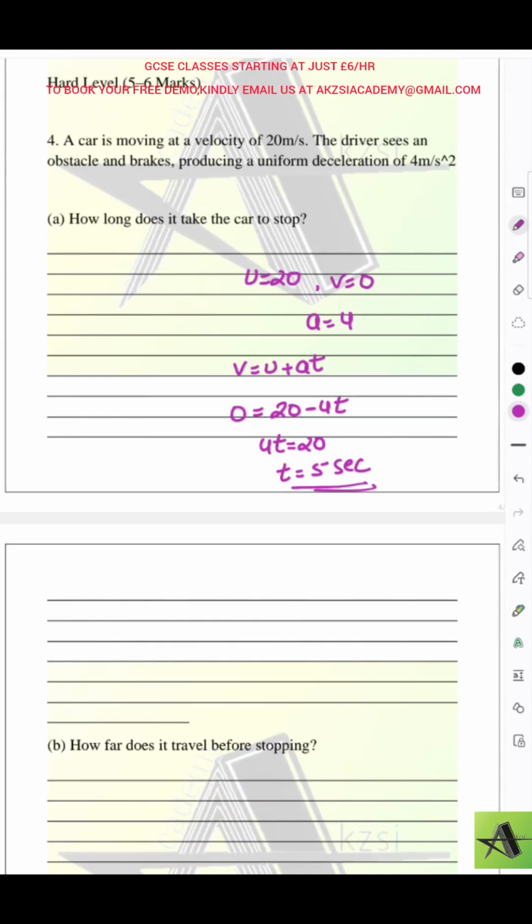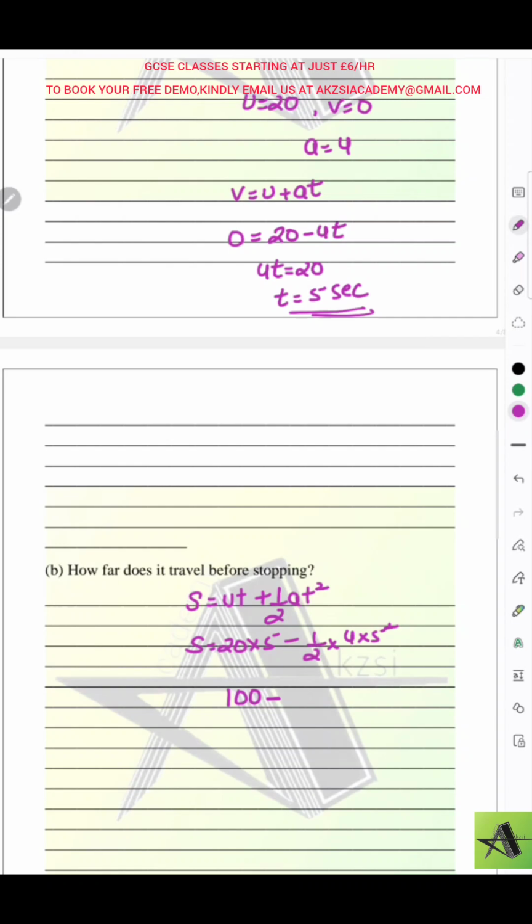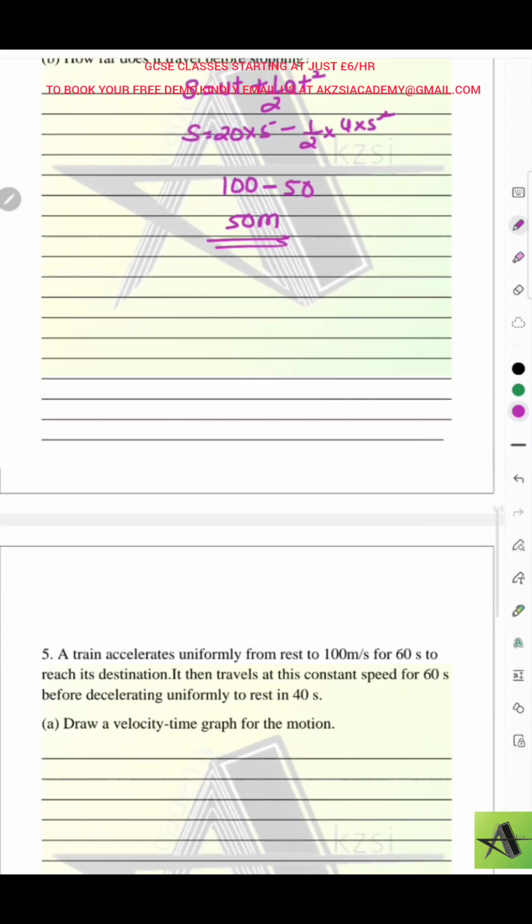Now it says how far does it travel before stopping. So we have the time, so we can use s equals ut plus half at squared. Even the third equation can also give you the answer. So its initial velocity is 20, time is 5, plus half at squared, and because it's decelerating we take negative. So minus half times acceleration 4 and time 5 squared. That is 100 minus 50, which is 50 meters. So it will travel 50 meters before stopping.